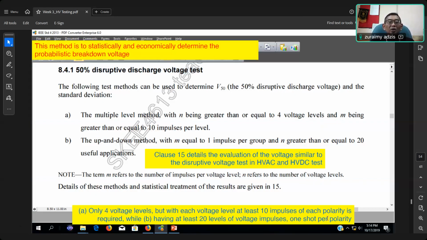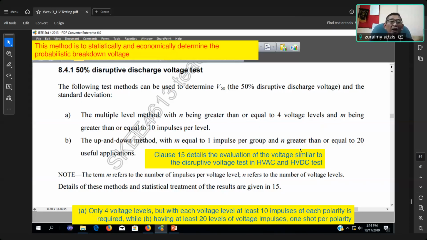So now, which one is better? More voltage levels being recorded until it breaks down, or just taking 4 voltage levels but repeating it 10 times? Well, it depends. Here, the term M refers to the number of impulses per voltage level, and N refers to the number of voltage levels. This is straightforward, right? If you want to know the details of the statistical treatment, it is still in the standard, but I won't go into it today.